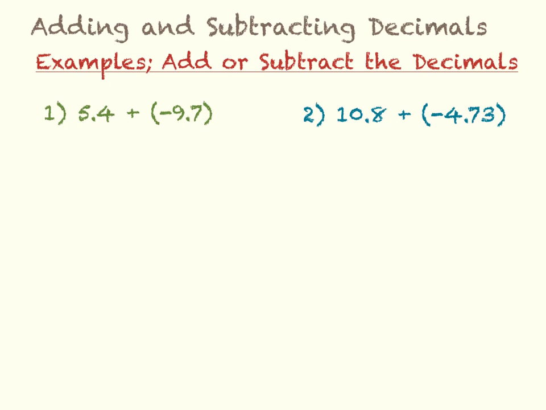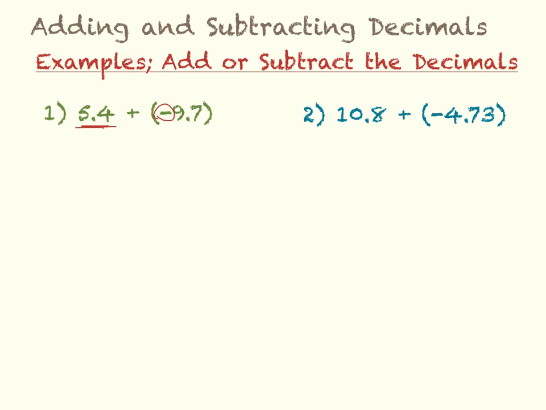Adding and subtracting decimals. Let's do some examples of either adding or subtracting decimals. Keep in mind, some of them could be positive numbers, some of them could be negative numbers, so you have to be careful on which is which and make sure that you apply the same rules that we did in integers. Okay, so right here, when we look at this first one, we see 5.4 plus a negative 9.7.